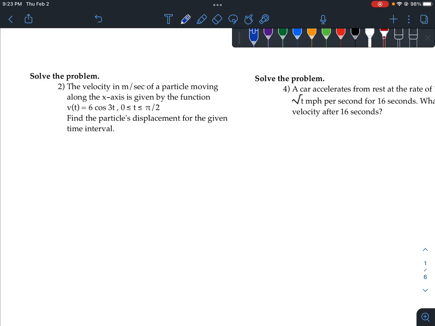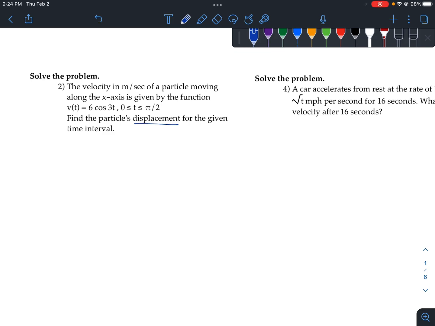Alright, problem number 2. The velocity in meters per second of a particle moving along the x-axis is given by the function v of t is equal to 6 cosine of 3t from 0 to pi halves. Find the particle's displacement over the given interval. Now, displacement is just how far away it was from when it originally started.